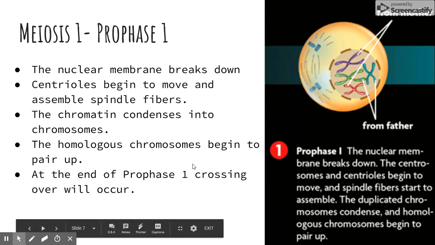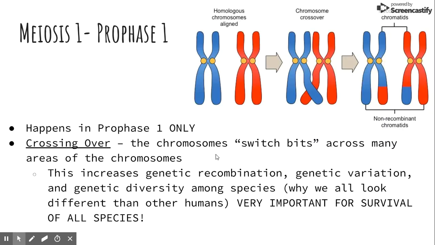But we have this process called crossing over, where the homologous chromosomes begin to pair up, and once they pair up, crossing over can occur. Crossing over is where the homologous chromosomes actually exchange sections of their DNA. So we have our 2 homologous chromosomes here. The arms of these chromosomes are going to overlap. They're going to actually exchange sequences of DNA.